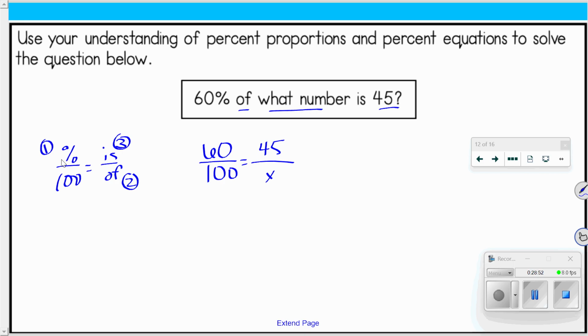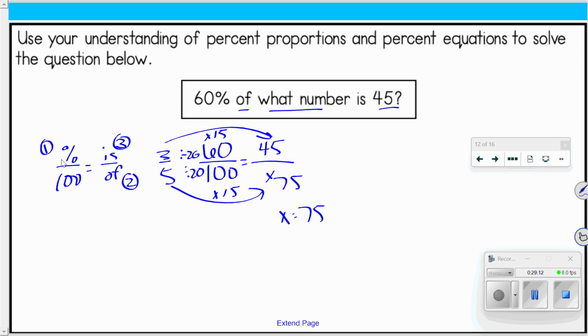Okay? So on this one, the reason I say, because I know I can simplify this, so I can divide them both by 20. That gives me 3/5. Can I go 3 to 15 easily? Yes, times 15. So I do 5 times 15 and I get 75. So what does X equal? 75. I could have also cross multiplied this, just to show you how this sets up.